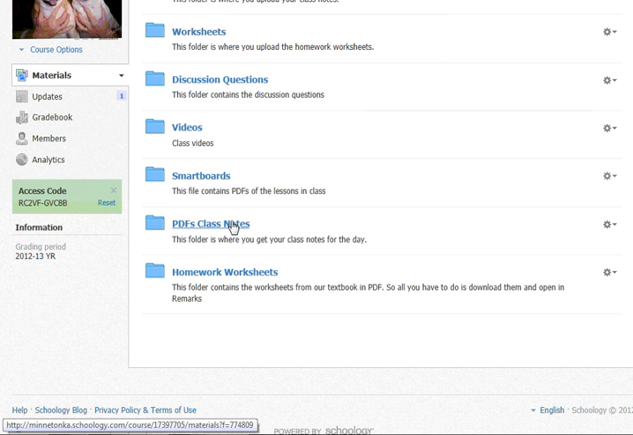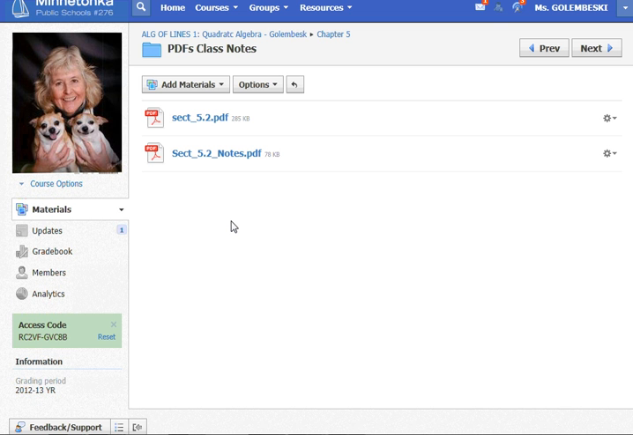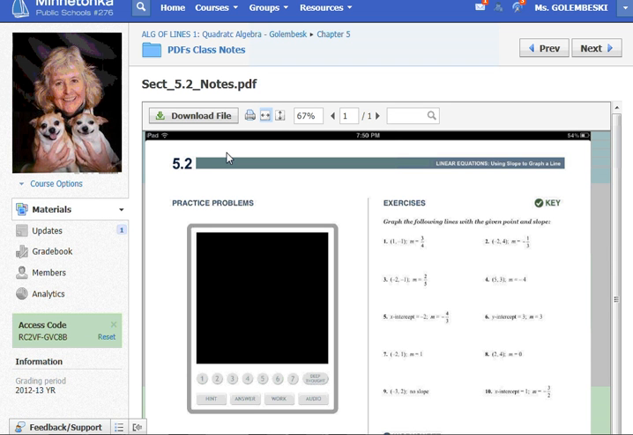So, PDF class notes. Okay, I believe these are the notes. Let me see if it's the right one. I got to change them. There it is. There's the practice problems. I can't not take a picture of that. The homework is the worksheet, but this is what we're working on in class. Homework is homework.